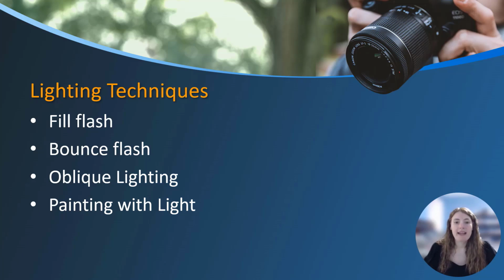There are four main lighting techniques that will be of substantial benefit for crime scene photography. I'm going to cover fill flash, bounce flash, and oblique lighting in this video lecture. Painting with light, which is a really useful technique for capturing evidence in really dark scenes, is going to be covered in a separate lecture video.